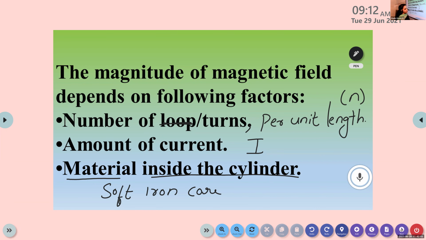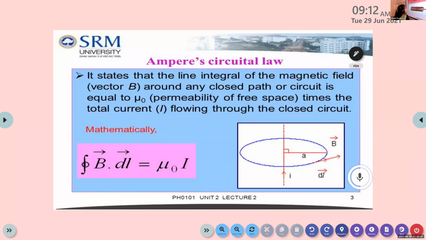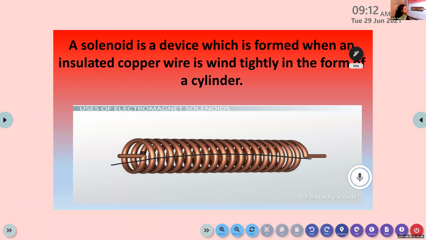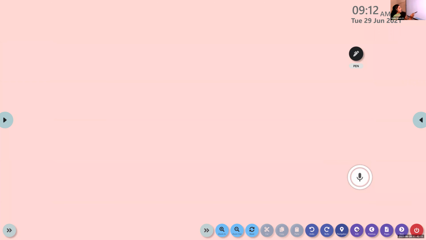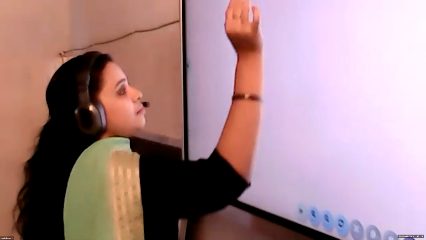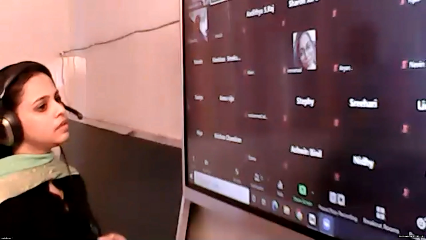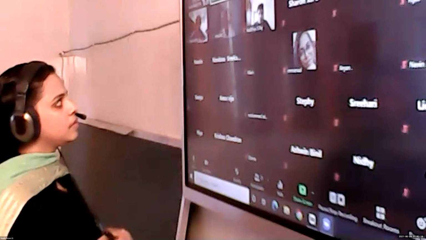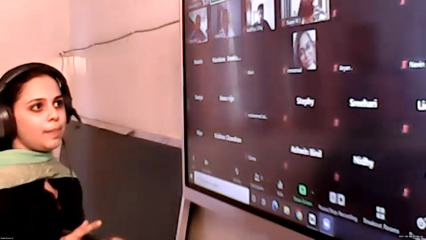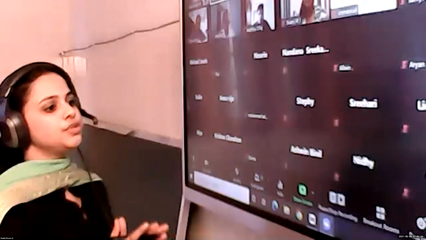Okay. So that's all about the application of Ampere's circuital law, that is, the magnetic field produced due to a solenoid. I hope it is clear to you. Okay. All of you, please switch on your video. So now we have one more application, that is the magnetic field due to a toroid.